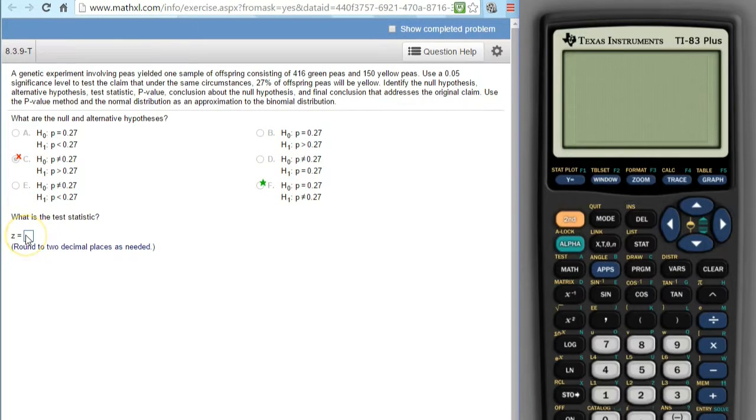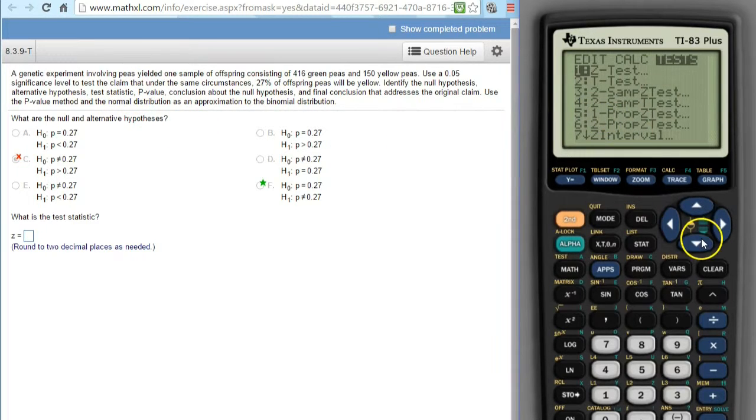Now, to get the test statistic, again, the easiest way is to just run the test. The way you run the test on the calculator is STAT, TESTS. This is a 1-PropZTest. How do I know this is 1-PropZTest? Because all these choices are p, and p stands for proportion. And it's a hypothesis test because we see words like hypothesis, test statistic. So we want option 5, 1-PropZTest.